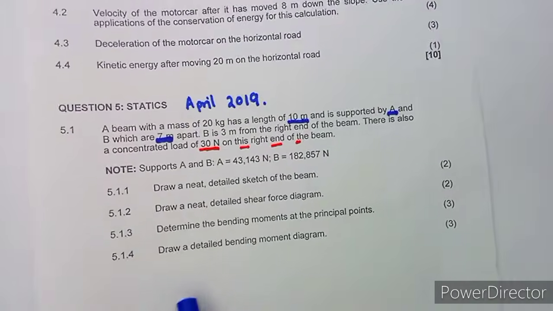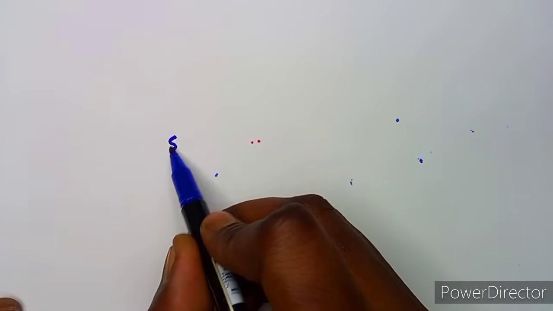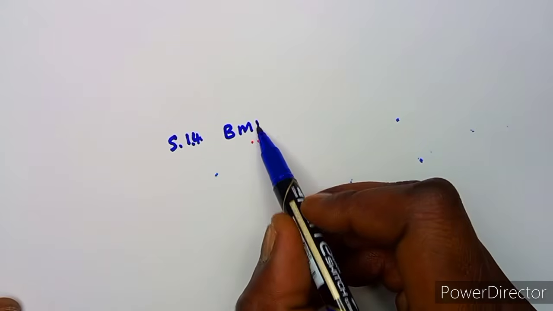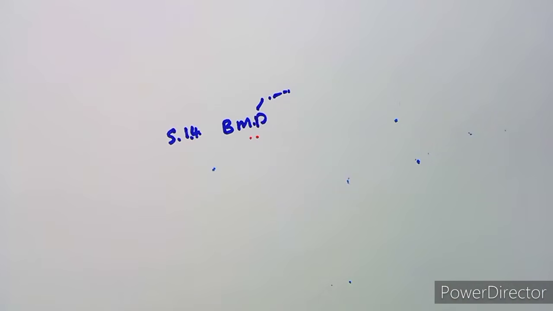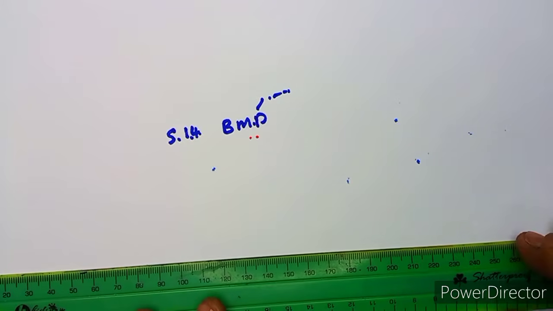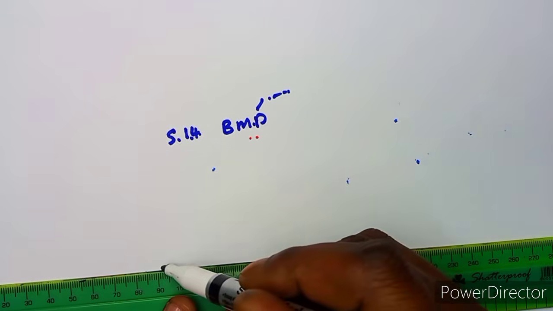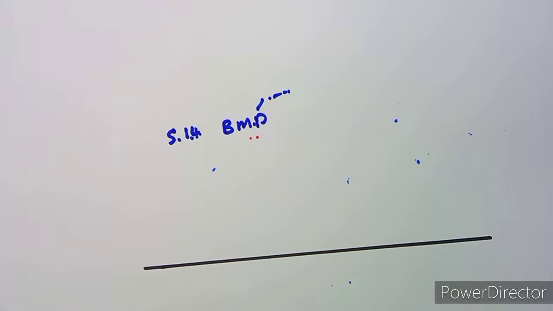All right, which is to draw a detailed bending moment diagram. Okay, draw a detailed bending moment diagram. So for our bending moment diagram, 5.14, we are going to use the bending moments that we had. So this is our bending moment diagram. Using our bending moments, let's just say it's something like this, just like what we had, guys, on our shear force diagram. But this time you have to know what type of presentation we have got here.